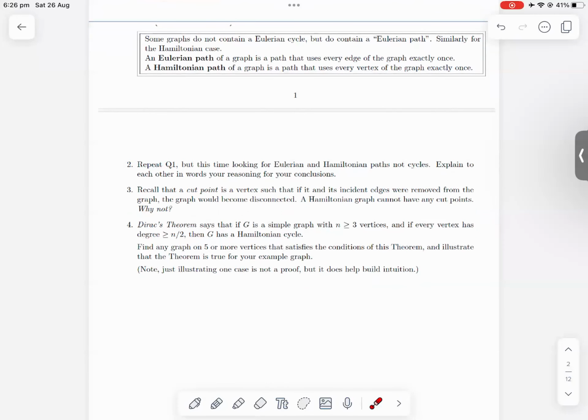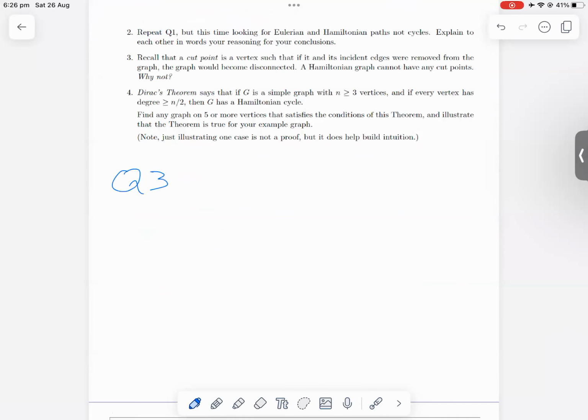Now, let's go to question 3. So recall that a cut point is a vertex such that if its incident edges were removed from the graph, it will cause the graph to be disconnected. A Hamiltonian graph should not have a cut point. So why not? Let's have a look. So I'm gonna write it here. For example, this guy, this guy, this guy. So obviously the one in the middle, this guy, is the cut point.